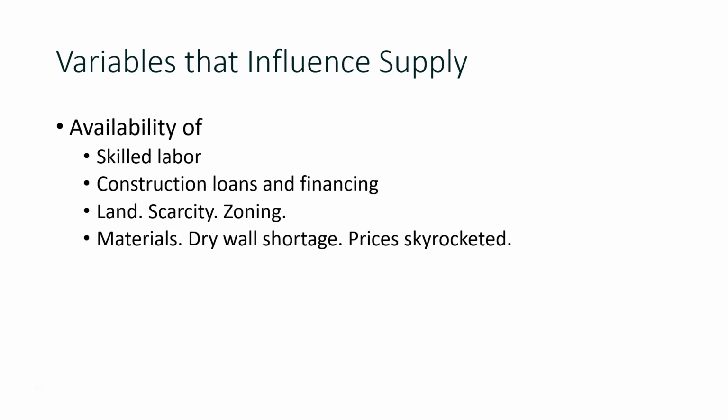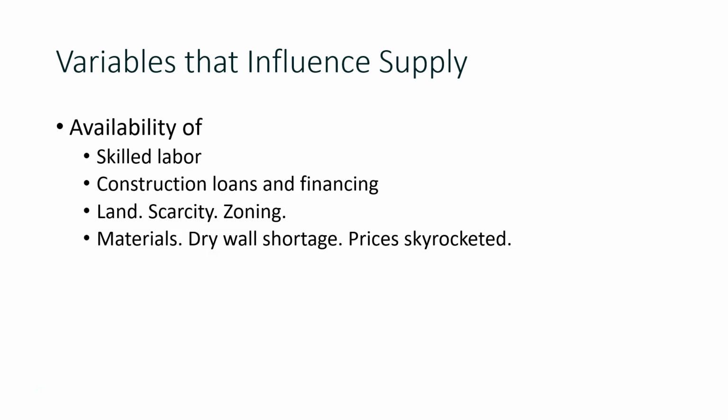Land, we do need land. There's a lot of land in America, but there's not too much land on the islands. There's not too much land in certain areas where everybody wants to live. This can also be due to zoning. And materials, we have to have the materials to build the homes. A while back in the 80s there was a drywall shortage, and because of this prices skyrocketed because the homes weren't becoming available and prices went up.